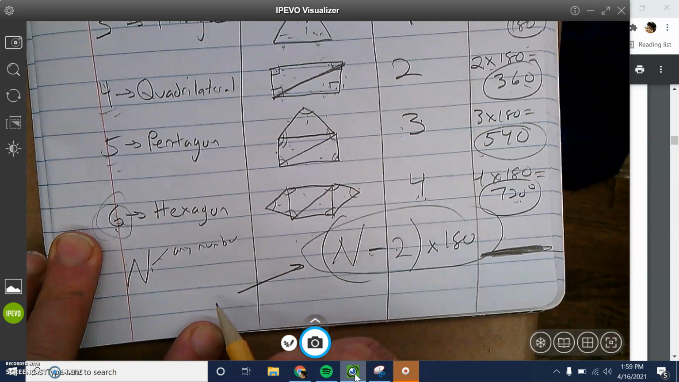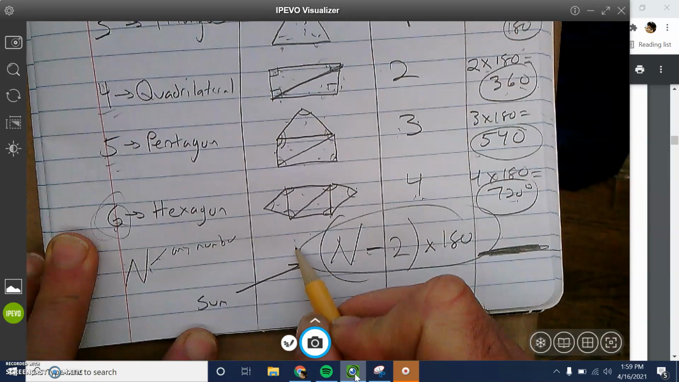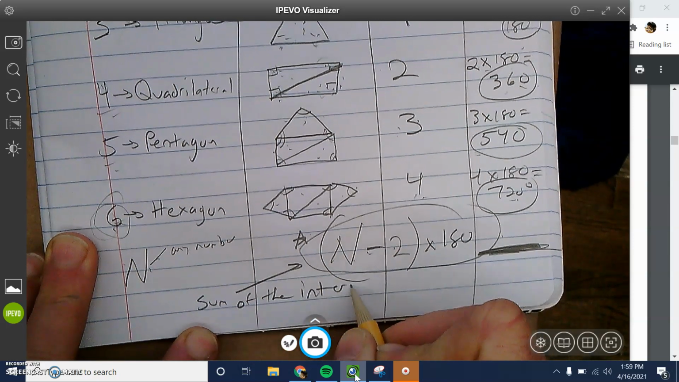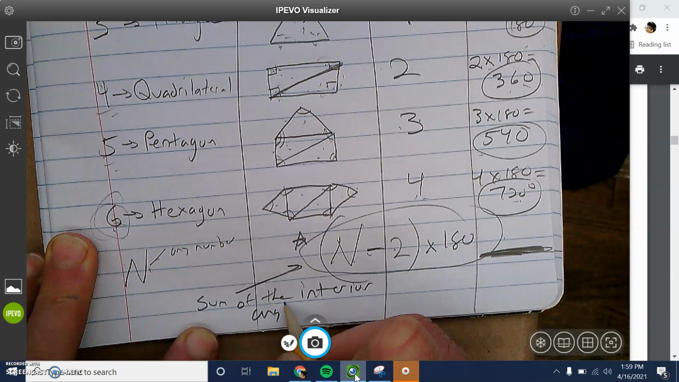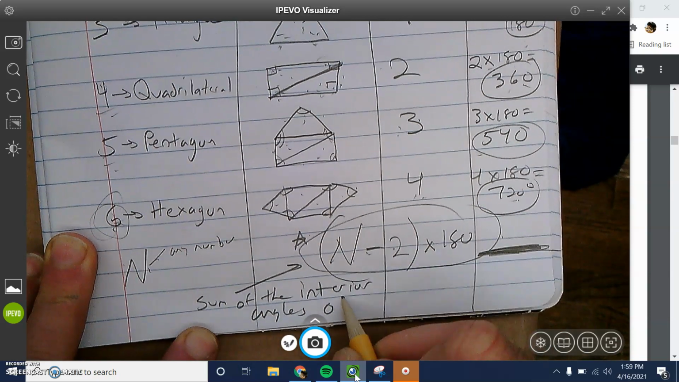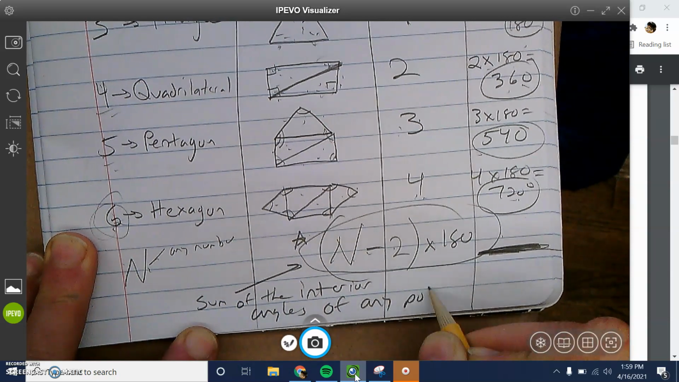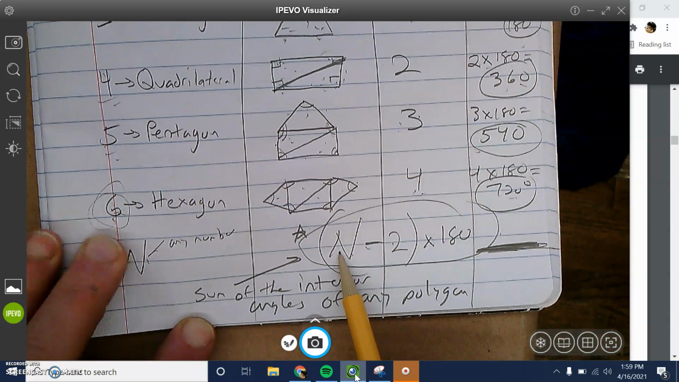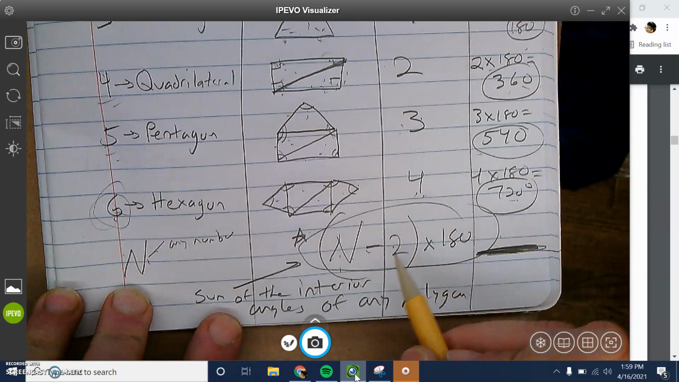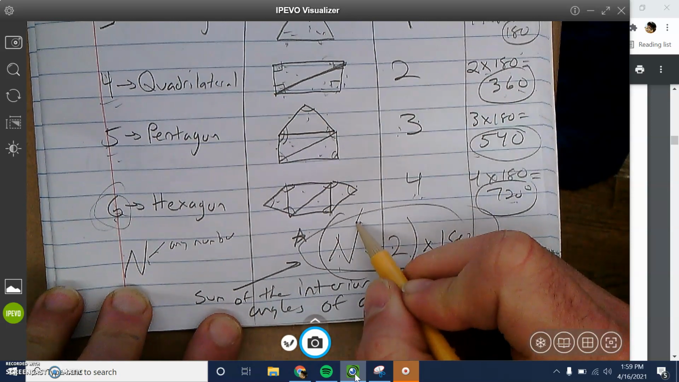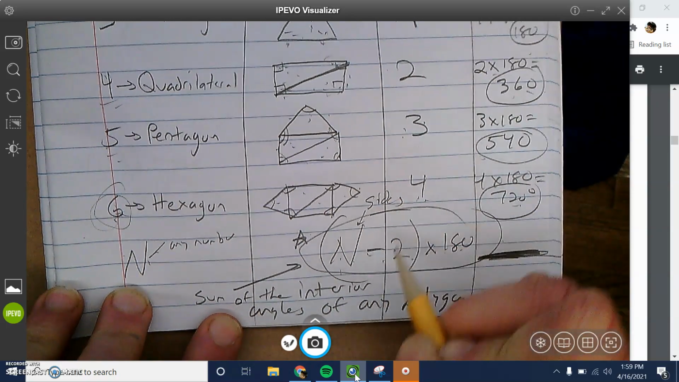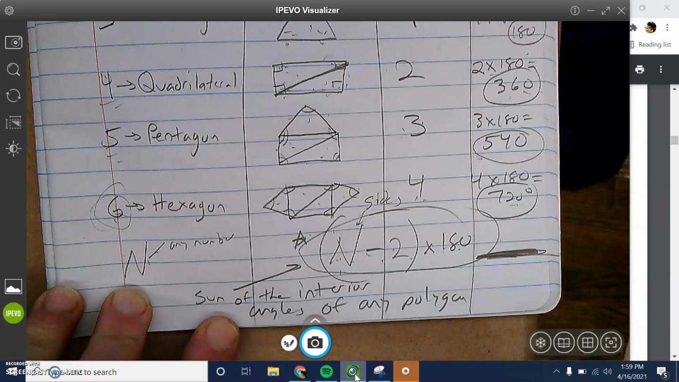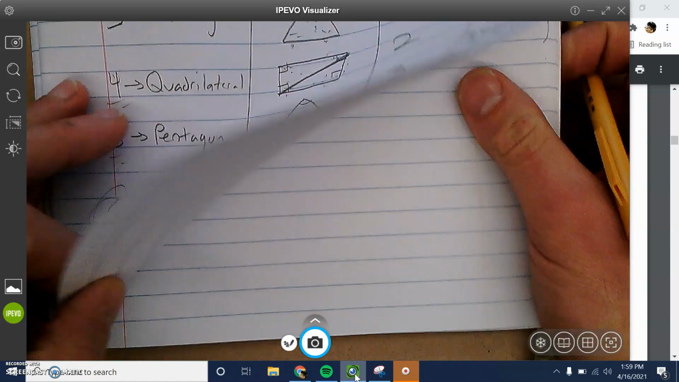So this is the sum, put a star by it, sum of the interior angles of any polygon. Bam, there we go. The number of sides minus 2 times 180. Sides right there. Put a little arrow at sides. Okay, cool. Let's practice this.